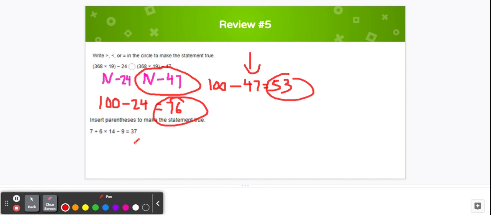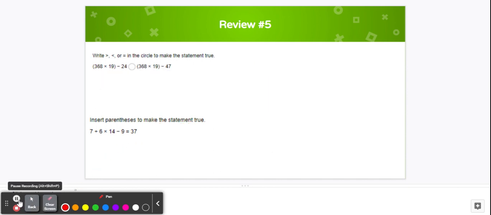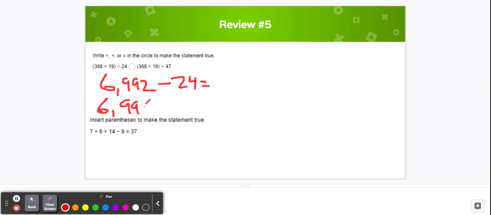Now let's do it with the actual numbers just to prove it again. Okay, so 368 times 19 is 6,992. Minus 24, and then we do the other side, 6,992 minus 47. So if you didn't want to think about it conceptually with number sense, we could just solve them and find out which one it is. I'm going to use a calculator for this one. I could do it in my head, but we're more worried about proving our concept here.